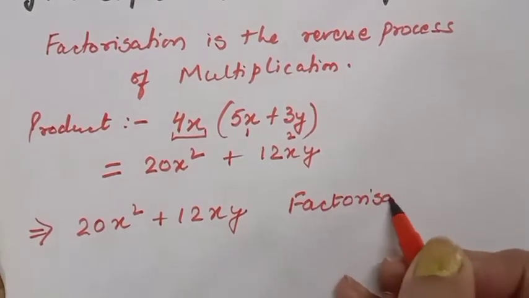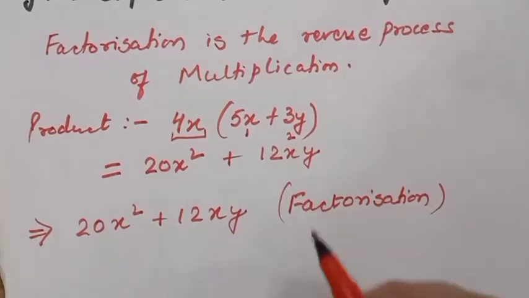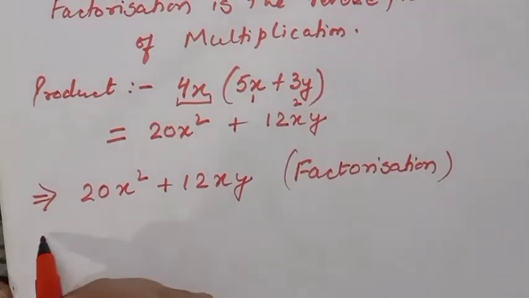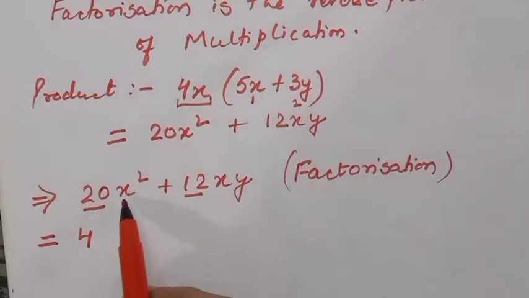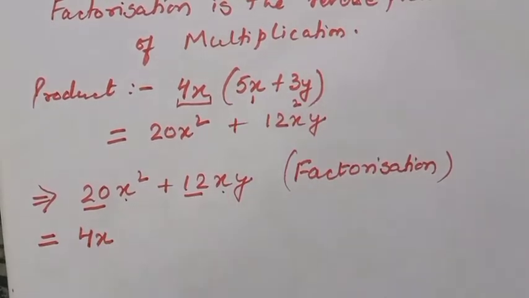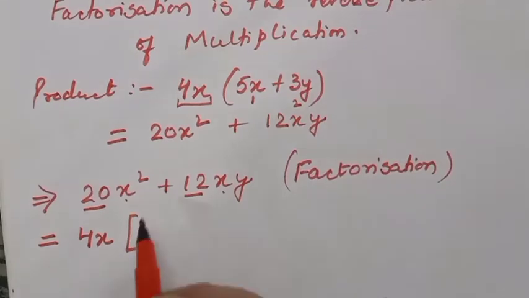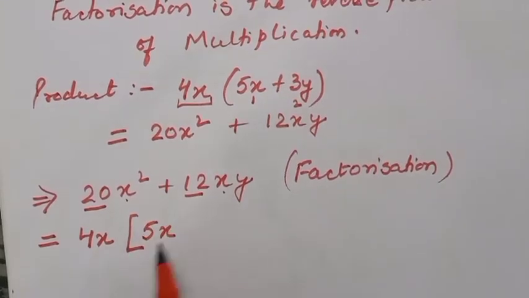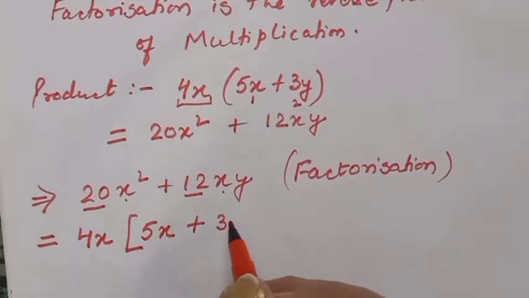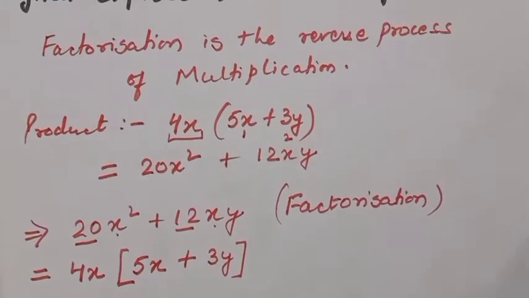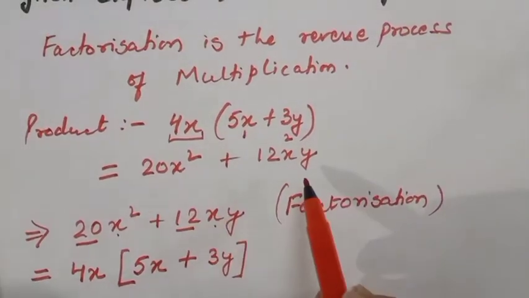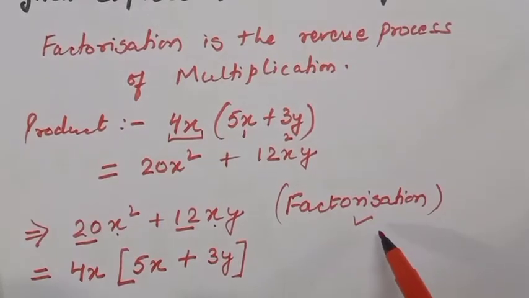So what do we have to do? Factorization. What we used to do is start finding out the highest common factor. Correct. So the highest common factor of 20 and 12, we know, is 4, and it is x squared, it is xy. So x is already common. So what is left with us from here? It would be 5x, and from here it would be 3y. So this process is called the factorization, and the above process is called the product. So we can say factorization is just the reverse process of multiplication. So these are two factors.